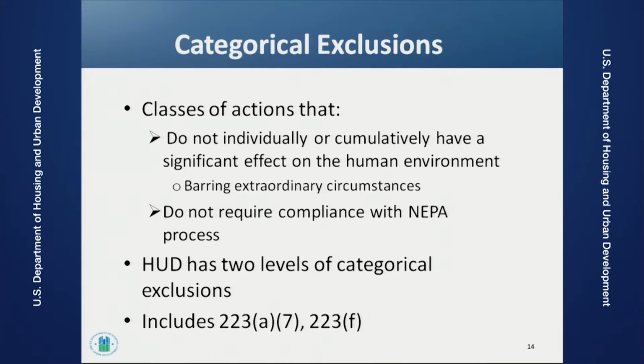So breaking down the... Certain 223(f)s. Well, this is all categorical exclusions. Oh, okay. Yeah. Thank you. Now we're going to break it down further. See, this is why I'm going very slowly and repetitively.